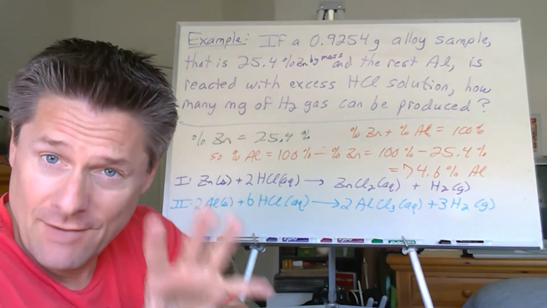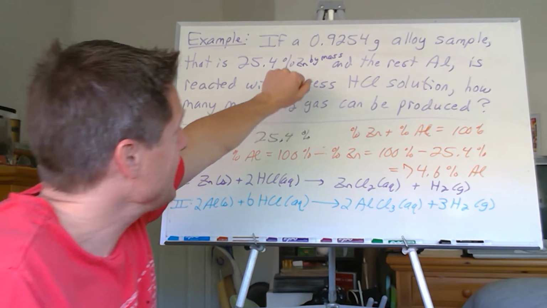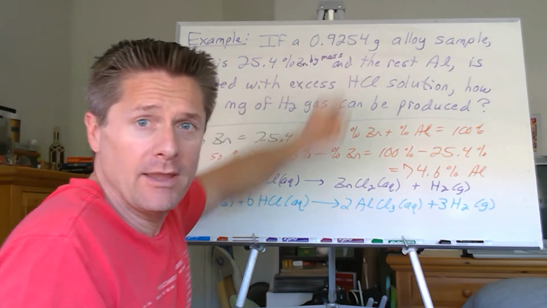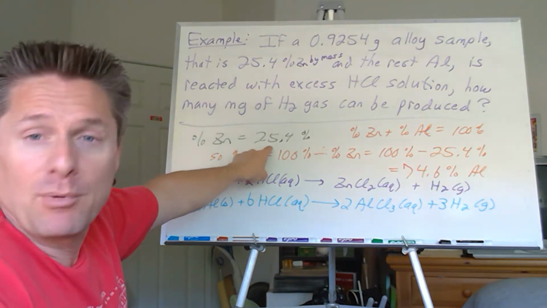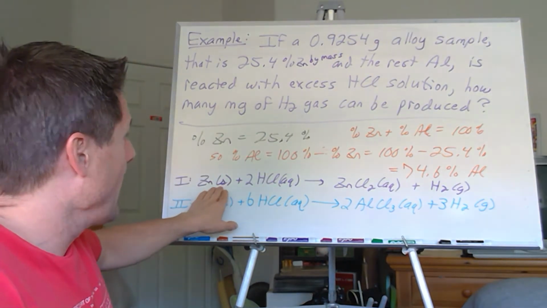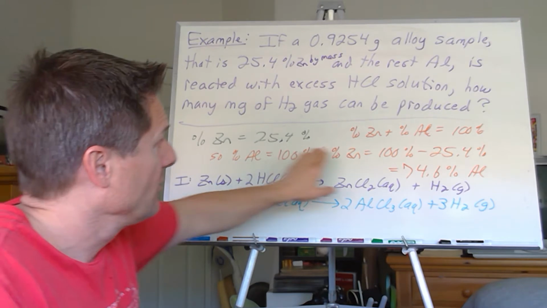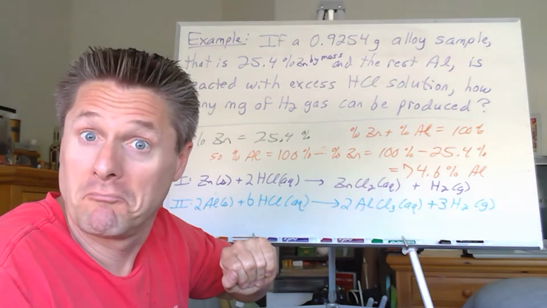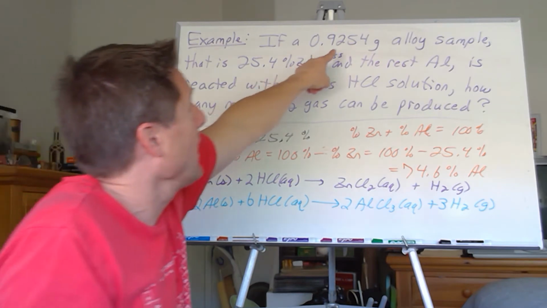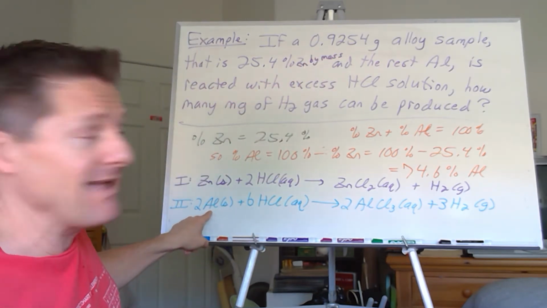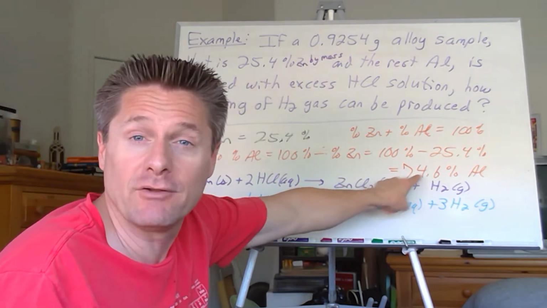Now I can do this. See if you can do it on your own. Take your mass of alloy for the zinc, convert that to the grams of zinc using that percent. And then go from grams of zinc to moles of zinc to moles of hydrogen, right? And then take the mass of the alloy, convert that to mass of aluminum using the percentage of aluminum.